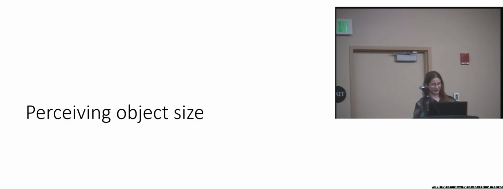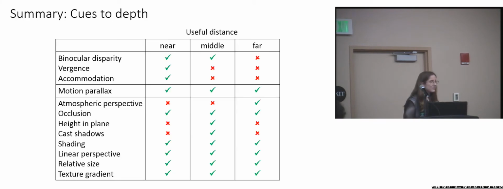So that's a very nice summary. I like the slide a lot. But what it brought to mind is that in most images, you see more than one cue at the same time. Do we know much about how these cues interact?